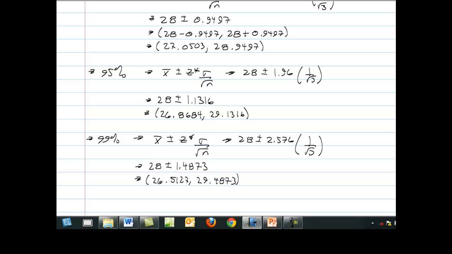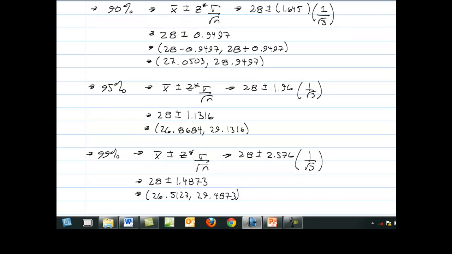Okay, so let's see if we can fit these all on one screen. Margin of error, 90%, went from 0.9497 to 1.1316 to 1.4873. So as the confidence increased, you can see that the margin of error increased, and because the margin of error increased, so does the interval.